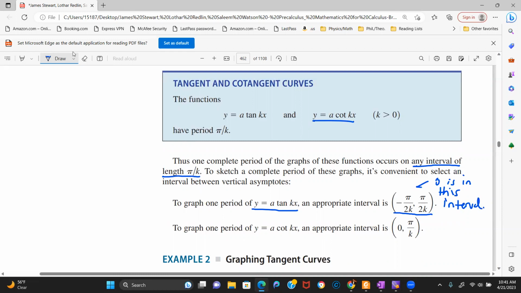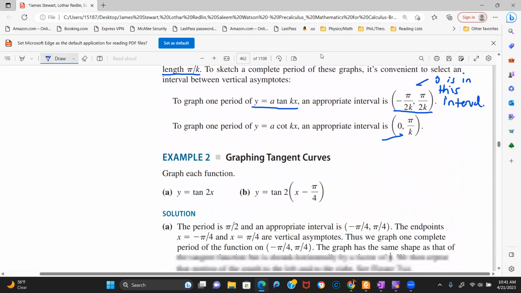So just take the interval centered at 0, and for this one, it's best to just take the interval from 0 to pi over k. Just like when you didn't have this a and this k here, it was just cotangent x, you take the interval from 0 to pi. So just a slight modification. If you graph it over that interval, you'll get the whole behavior of the function, and then you just repeat that pattern.